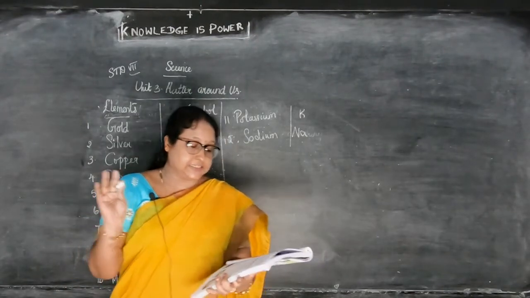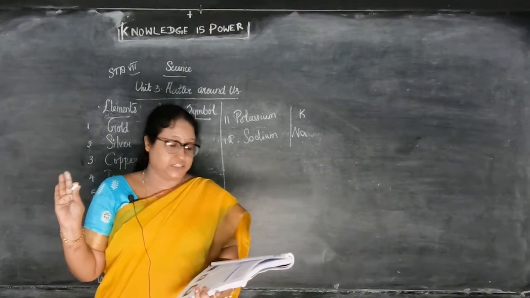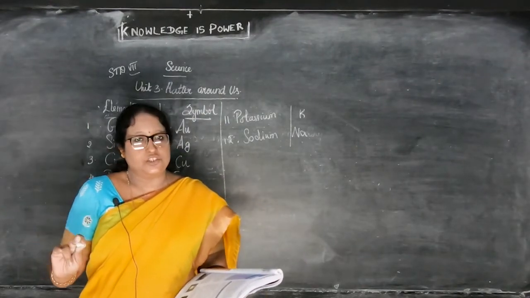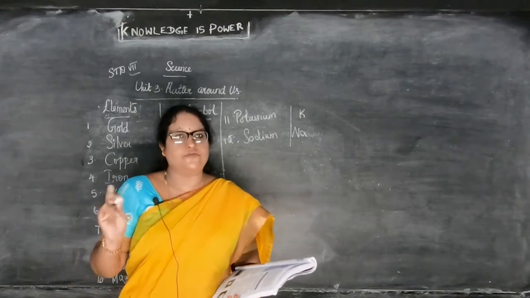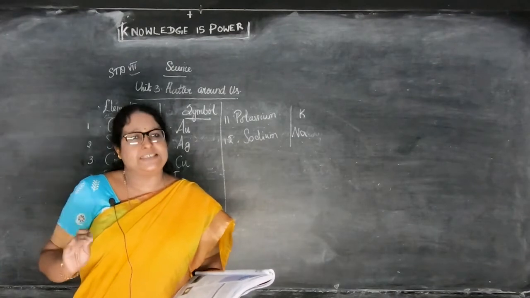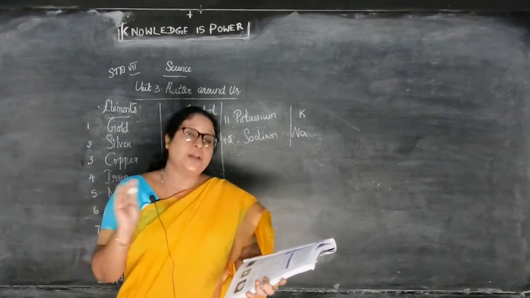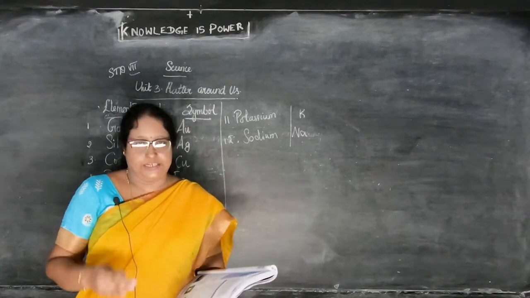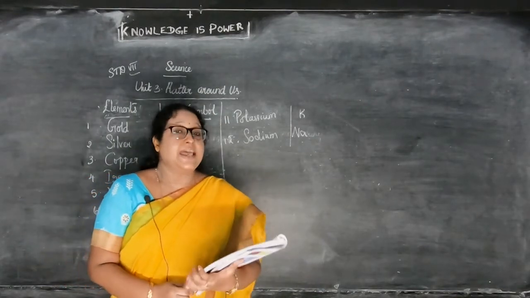So first we'll see the 6 chemical elements in a human body, children. Just 6 are there: oxygen, carbon, hydrogen, nitrogen, calcium and phosphorus. These are the 6 elements. And the other 5 elements, which are present in a very small percentage, are potassium, sulfur, sodium, chlorine and magnesium.